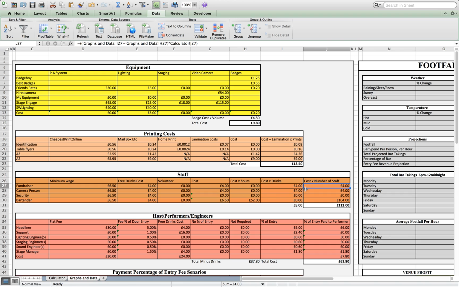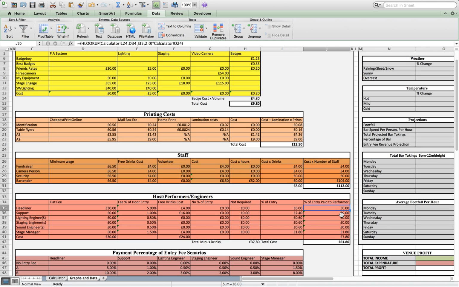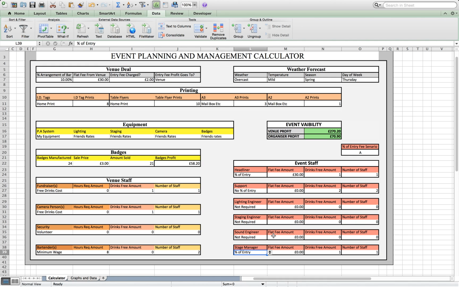So let's see how much they're going to earn off of that. Well, the headliner is going to earn £6. Support's not going to earn anything, as we discussed there, and the stage manager is going to earn £1.80, and that's based on these parameters here. So obviously you can have 5%, 1% for the support, here they're not having any, and 1.5% for the stage manager.